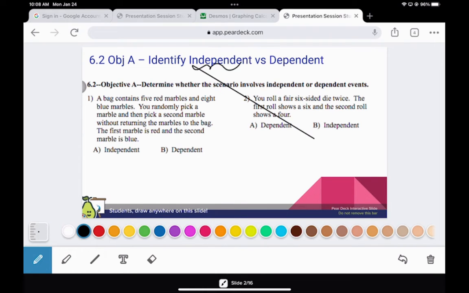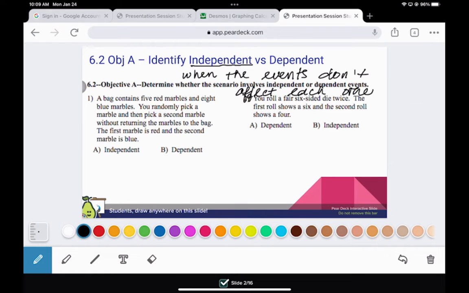Independent: when the events don't affect each other. My handwriting is much better. So whatever you do first, the first event, is not going to affect the second event.